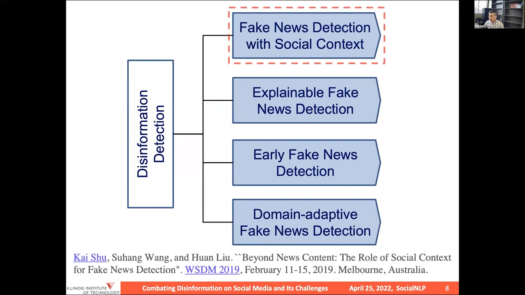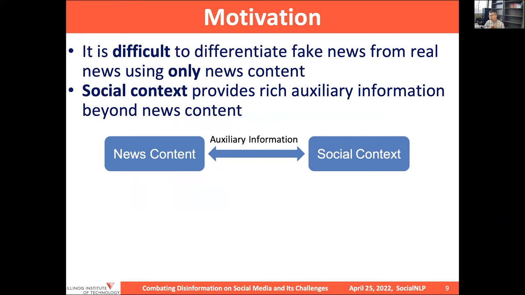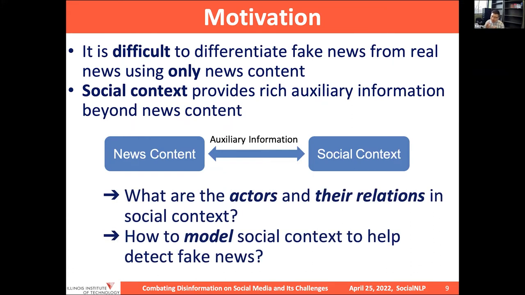Okay, so next I will first introduce how to leverage social context to detect fake news, which was published in WSDM 2019. Since fake news is often intentionally written to mislead users by mimicking real news, it is difficult to differentiate fake news from real news using only the content of the news. So the social context can provide some useful auxiliary information beyond the news content. To leverage this social context, we aim to answer the following questions. First, what are the key actors and their relations in social context? And how can we model social context to help detect fake news?